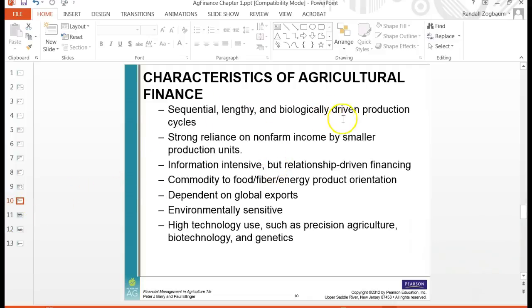This is the big one, right? Biologically driven. This is sequential, lengthy, and biologically driven production cycles. What does that mean? You grow crops every year, and whether it is a good year is a determinant of whether you're going to have crops or not, right? If you're raising dairy cows, it takes 2 years from birth to being a producing cow, right?